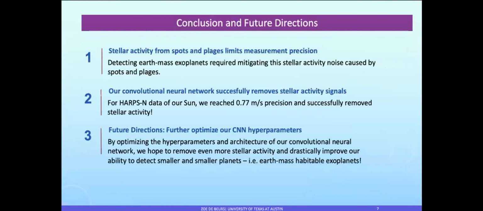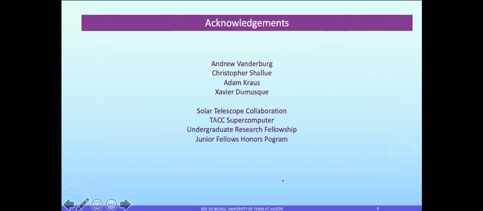So in conclusion, we found that stellar activity from spots and plages limits measurement precision. We found that our convolutional neural network can successfully remove stellar activity signals, and our future directions are to further optimize our convolutional neural network's hyperparameters and architecture so that we can remove even more stellar activity and drastically improve our ability to detect smaller and smaller planets, paving the way towards being able to detect Earth mass, habitable exoplanets using the RV method. I would like to thank my advisors, and I'm happy to take any questions.